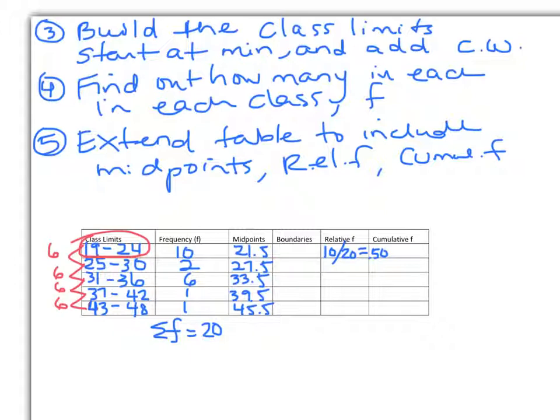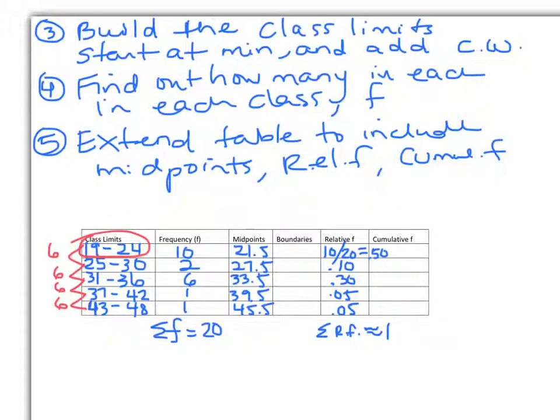The next class, 2 out of 20, my relative frequency is 0.10, which means 10% of the people ranged from ages 25 to 30. The next one comes out to be 30% because it's 6 out of 20. And then 0.05 and 0.05. So if I did this right, and this one I didn't have to round any of these. If these don't come out nice terminating decimals, sometimes you have to round these to the nearest hundredth or so. But the sum of my relative frequencies should be about 1. It won't be perfect if you had to round.